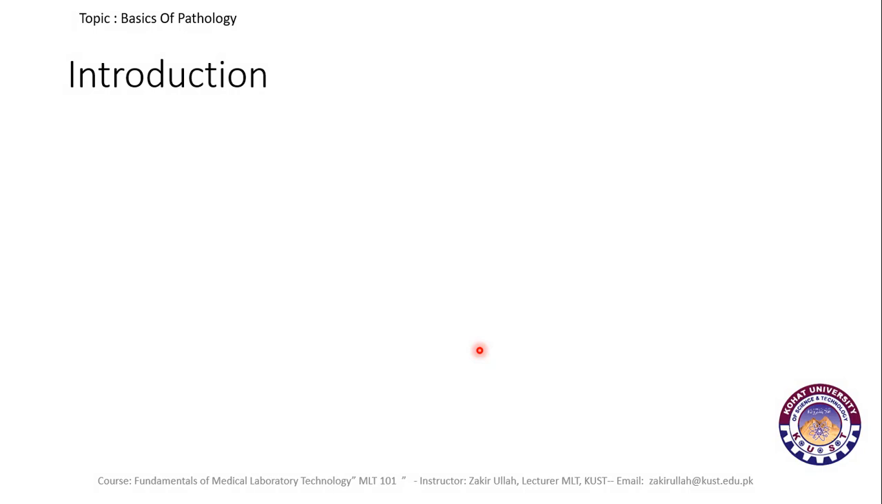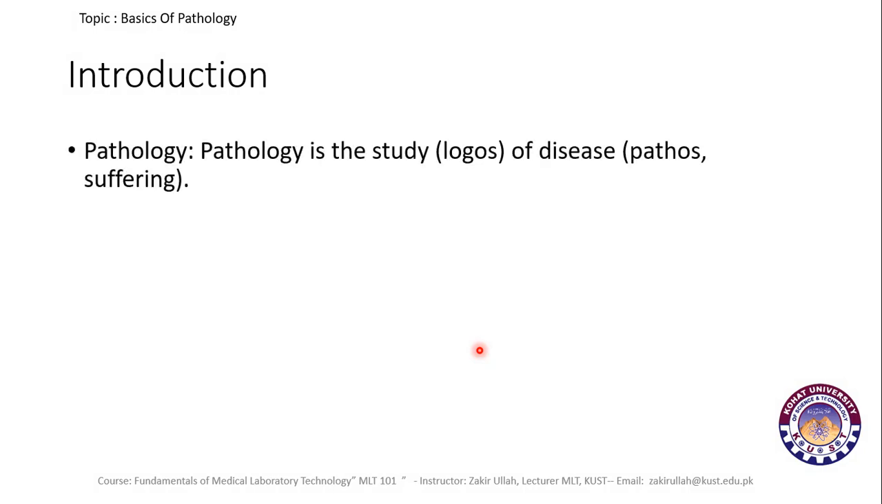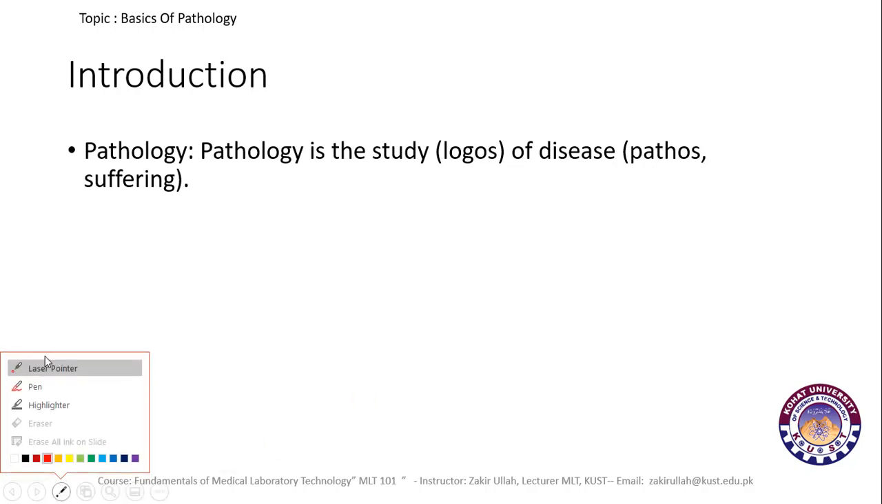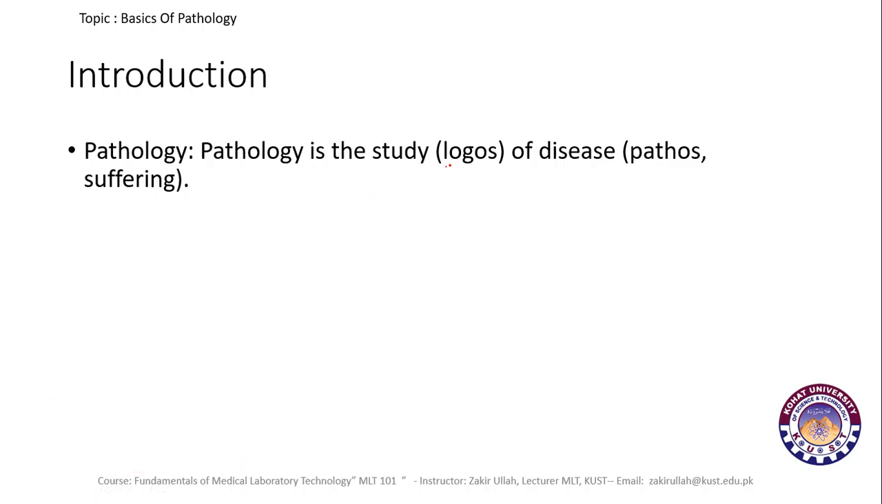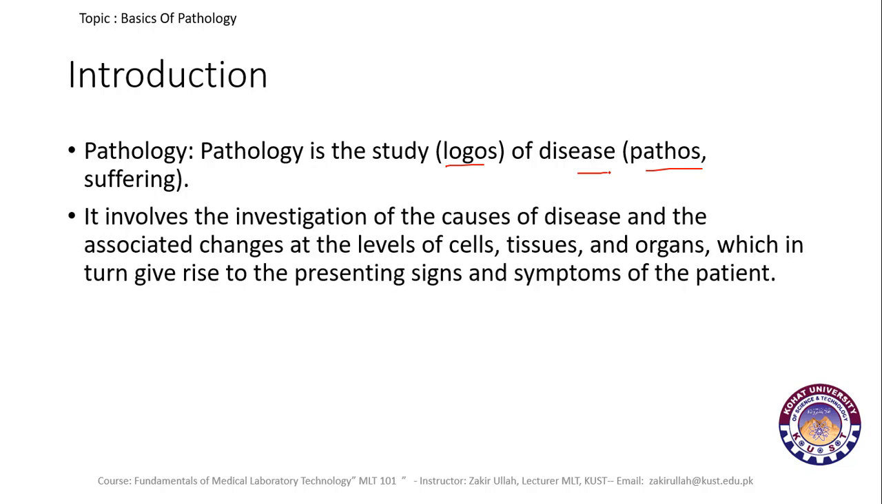Coming to the introduction of pathology. Pathology is basically the combination of two words, one is pathos and the other is logos. The logos is the study, and pathos means the disease or the suffering or the disturbance. So, pathology is basically the study of diseases, which may be caused by any physical or chemical agent, and they disturb the normal structures and functions of the human.